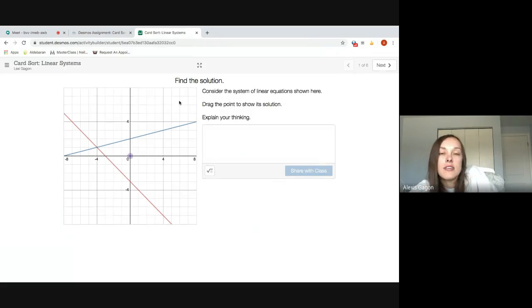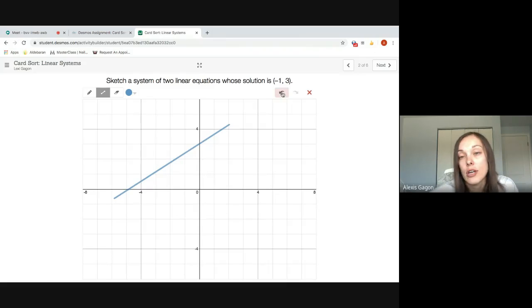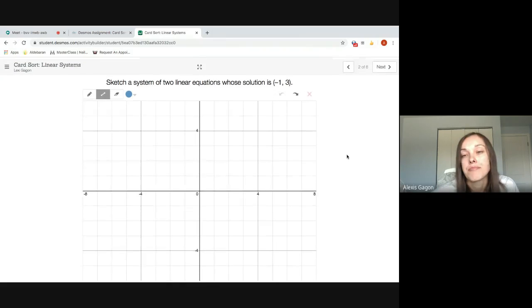And then today's activity isn't that bad. So like drag the point to show its solution. Well, it's where they cross. And then explain it. This one's just sketch 2 linear systems who have that as their solution. So that has to be their crossing point. And you could either just draw this by hand, or there's this sketch tool here that could draw a straight line for you. But then just draw that.